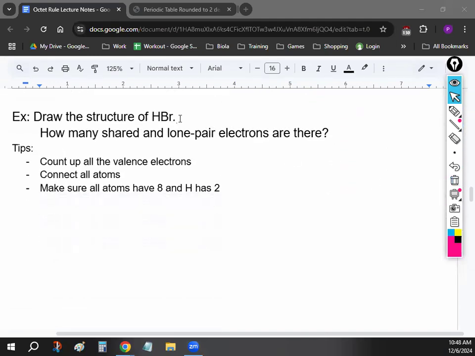So we are going to draw the structure for HBr. We'll talk about this next part in a second, but we're going to draw HBr. Now, before we start drawing it, there are some steps we can follow to make drawing these a lot easier. The first thing we want to do is count all the valence electrons. So if you take a look at HBr, I want you to write HBr on your paper. And what we're going to do is count how many valence electrons we have to work with, okay?